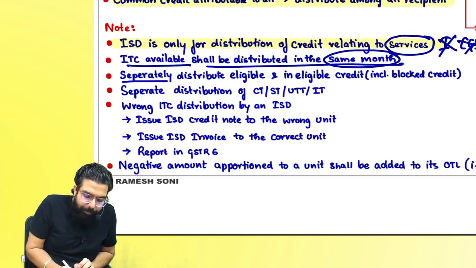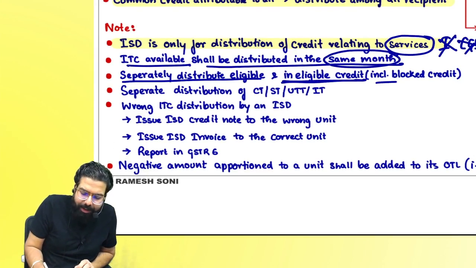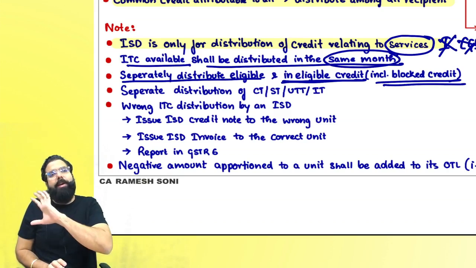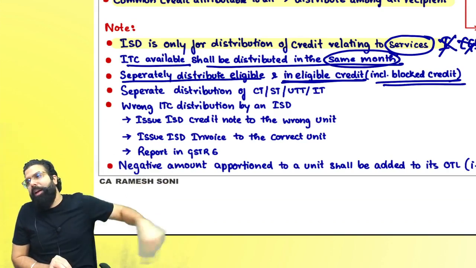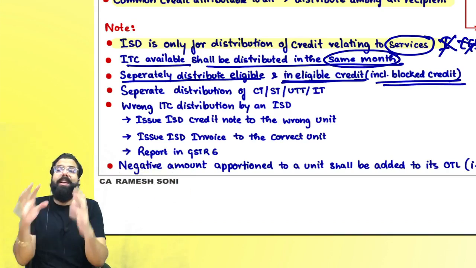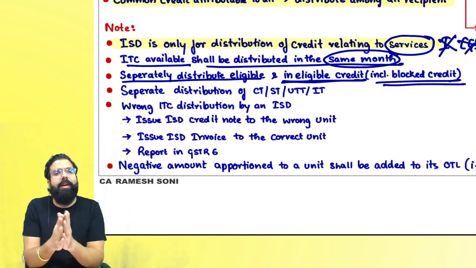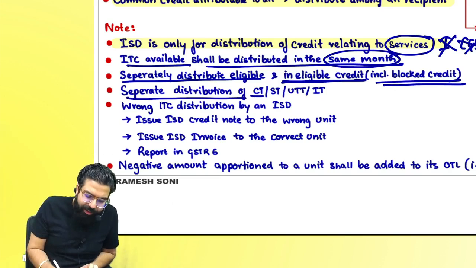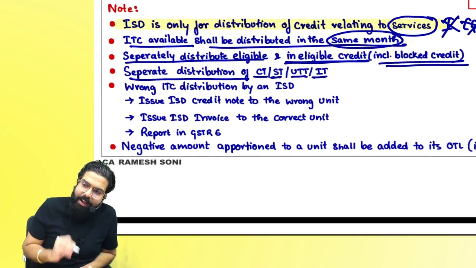Then separate distribution for eligible and ineligible ITC, that is block credit. If you are going ahead and distributing block credit separately, distribute eligible credit separately. Let the branch go ahead and decide whether it wants to take the credit or doesn't want to take the credit. But as an ISD, you will distribute eligible credit and ineligible credit both. Then, sir, ISD will distribute CGST, SGST, UTGST and IGST separately.